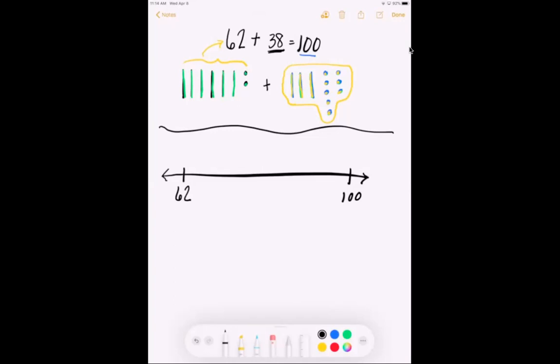10, 20, 30, 40, 50, 60. And if I go to the next benchmark after 60, it's 70. So I'm going to draw on my number line the number 70. And I have to figure out from 62 to 70, how many is that? I can count on in my head. I can put 62 in my brain and count on to 70. That gets me to 8.